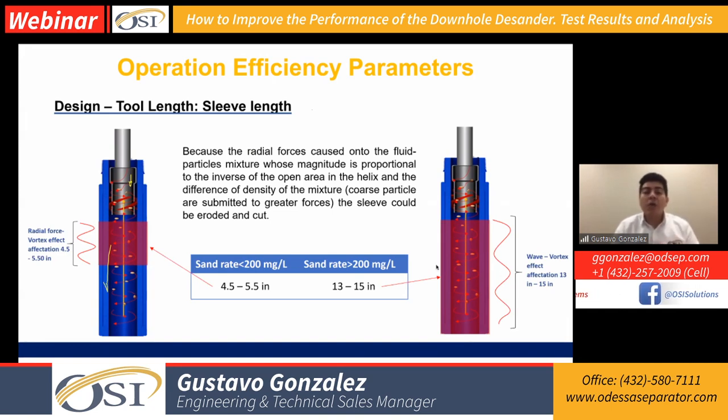We're going to show you some photos of some of the desanders that our customer has been asking us to check, to evaluate what maybe was the cause of the damage or the reason for the pull. That's something that we do as part of the service.